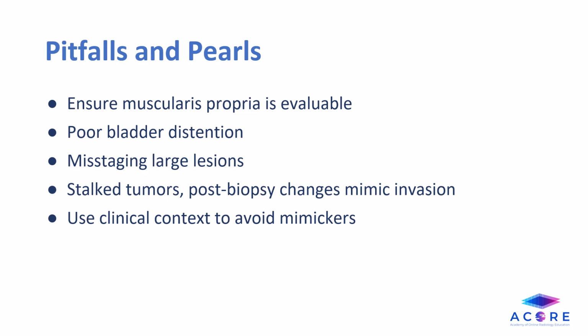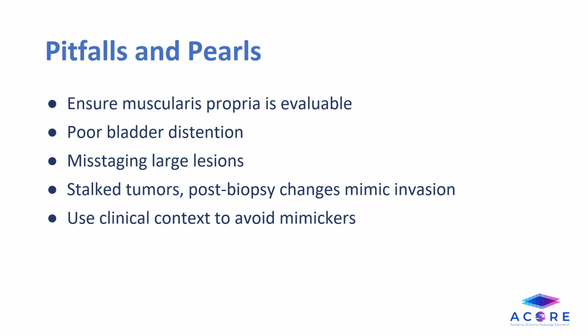This review article shares valuable wisdom regarding the challenges that come with using the VI-RADS scoring system in practice. One of these is ensuring that the muscle layer can be properly evaluated. As we discussed earlier in this presentation, imaging quality is paramount. Without this MRI quality, the muscularis propria cannot be adequately evaluated for invasion. Next, poor bladder distension may impede image interpretation.